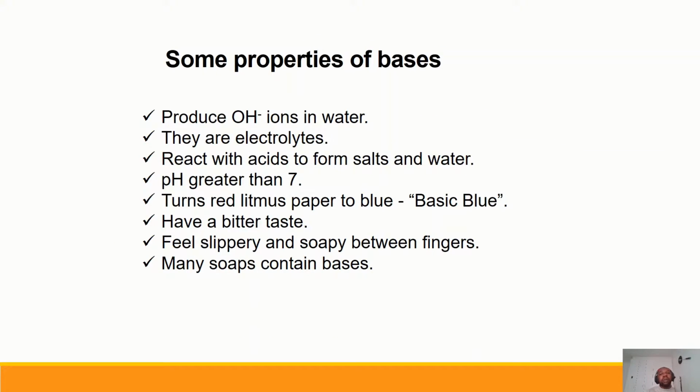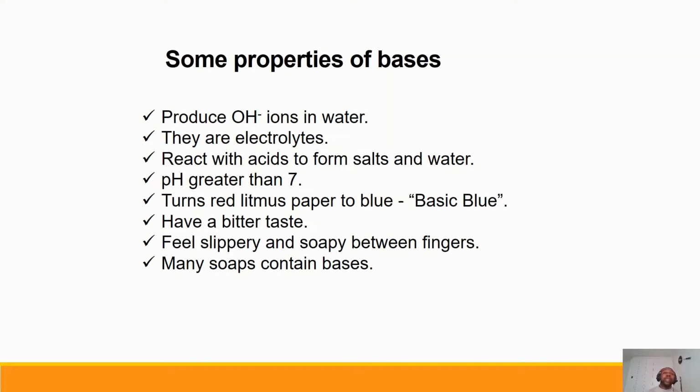So some properties of bases. Bases generally produce OH minus in water, and they are also known as electrolytes. They react with acid to form salt and water. Their pH is greater than 7, and when you dip red litmus paper, it's going to turn blue. They have a bitter taste, and they feel slippery or soapy when you put them between your fingers.